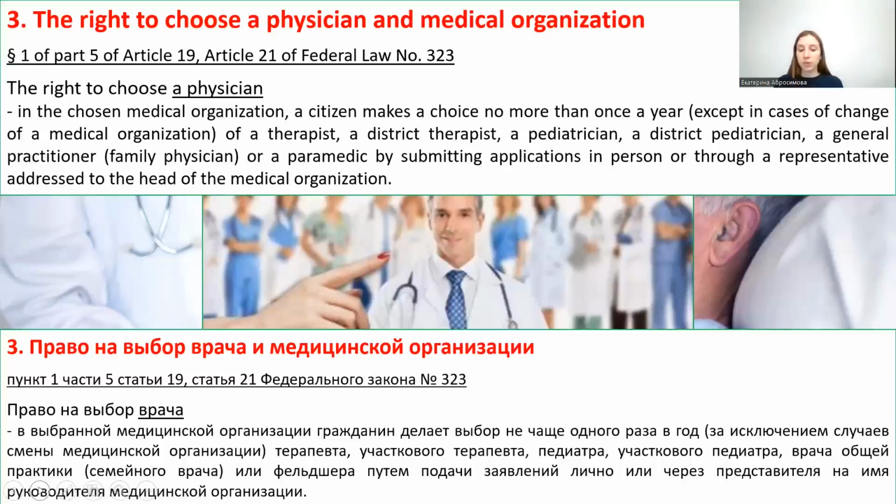The choice of a physician and medical organization by military personnel and persons equated by medical provision to military personnel, citizens undergoing alternative civil service, or citizens subject to conscription for military service or sent to alternative civil service, citizens entering military service under contract or equivalent service, as well as detainees, prisoners in custody, or persons serving a sentence in the form of restriction of liberty, arrest, deprivation of liberty, or administrative arrest, is carried out taking into account the specifics of medical care established in Articles 25 and 26 of Federal Law number 323. We will speak about them a little bit later.